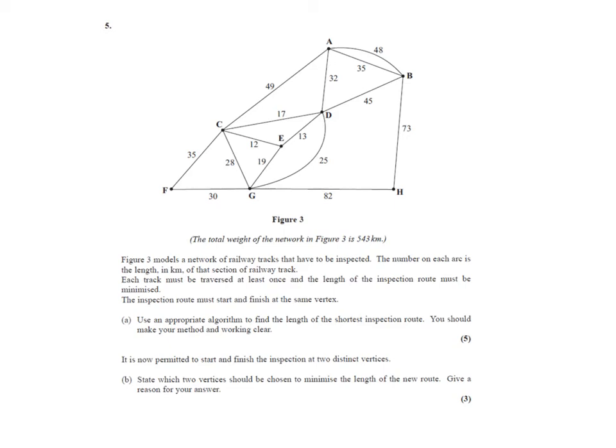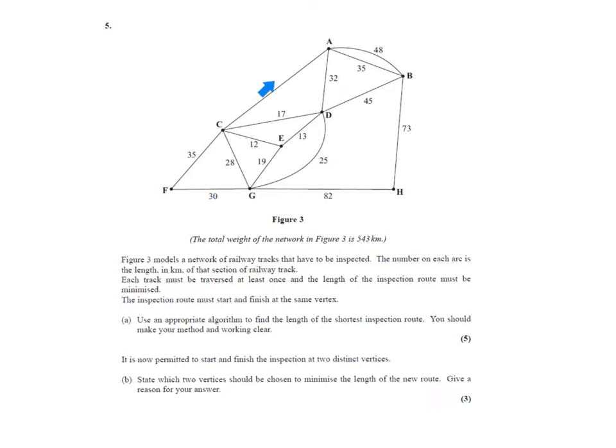This video is about route inspection. Sometimes you'll see this referred to as the Chinese postman problem, which is not a lovely name, but you may see that referred to in other videos. But anyway, it's route inspection. We've got a network of railway tracks here, and they need to be inspected.